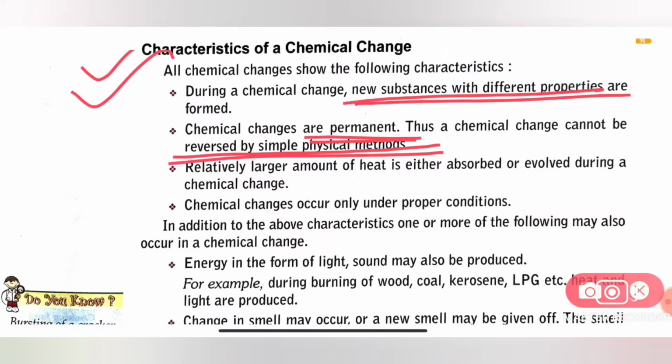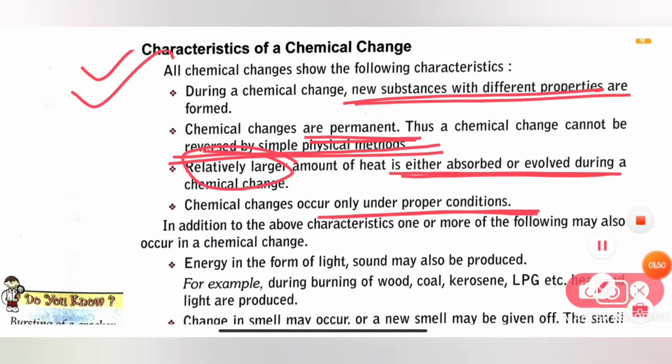Chemical change occurs only under proper condition. Only under a particular condition does a chemical change happen. For example, as I said, we have to burn it or we have to react it; some condition has to be given. Relatively large amount of heat is either absorbed or evolved during a chemical change. We have already discussed it. Always we have to give some heat or some heat will be evolved, and that amount is relatively high. It is a measurable amount of heat. Not a very small amount of heat, but a good amount of heat is evolved or absorbed.